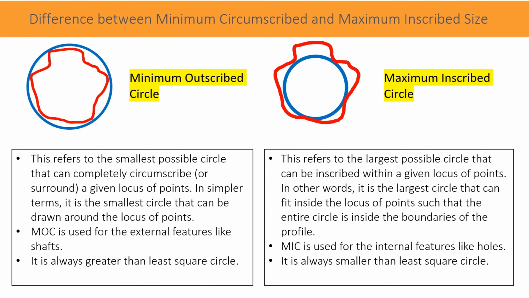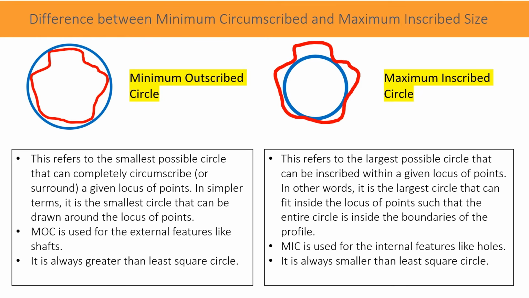The minimum circumscribed circle refers to the smallest possible circle that can completely circumscribe or surround a given locus of points. In simpler terms, it is the smallest circle that can be drawn around the locus of the points. Minimum circumscribed circle is used for external features like a shaft or outside size features. It is always greater than the least square circle.